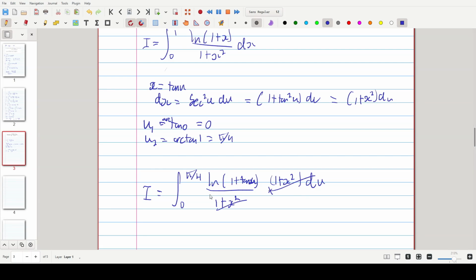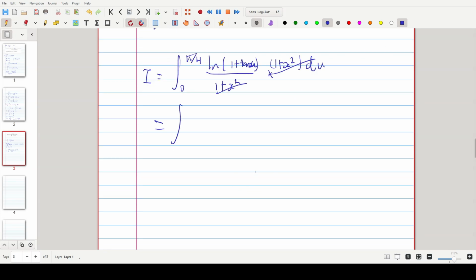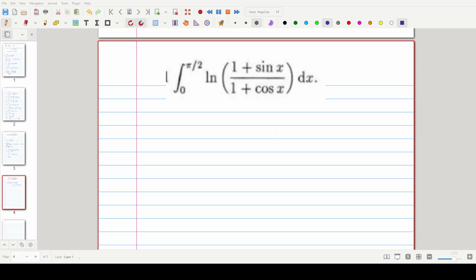Notice these just cancel out, so we get the integral from 0 to pi over 4 of ln(1 plus tan u) du, and that is literally what the last question was. So we know the answer is just going to be, what was it again, pi over 8 ln 2. Right, so now we're going to do the third integral, which is this.